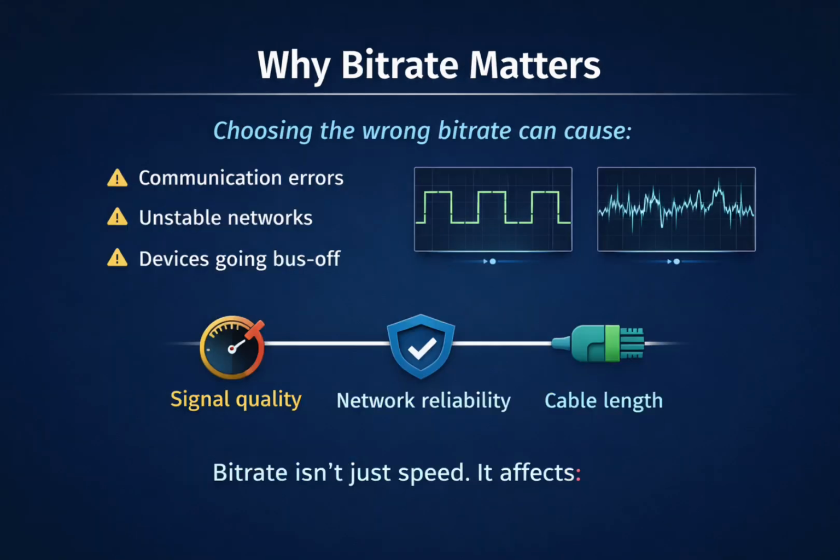Choosing the wrong bitrate can lead to a range of issues, including communication errors, unstable networks, or devices repeatedly going bus off. It's also important to understand that bitrate isn't just about speed. It directly affects signal quality, network reliability, and how long your CAN cable can be.